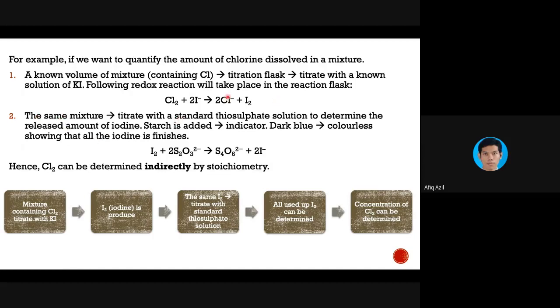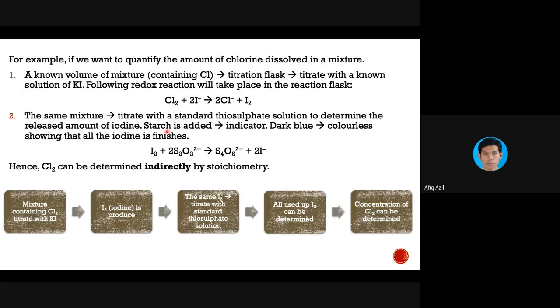That same mixture is then titrated again. So you do a first titration and then another titration. In the first titration, the solution in the burette is potassium iodide. The solution in the second burette is the standard thiosulfate solution. You titrate with standard thiosulfate solution to determine the released amount of iodine, which will be turned back into iodide in the second titration.